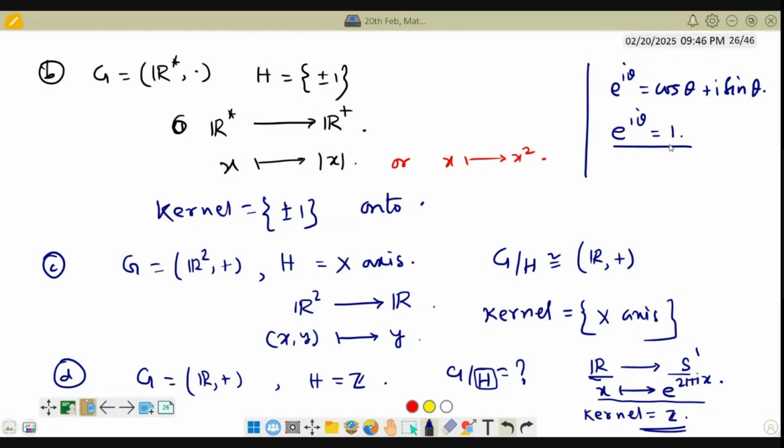At first you need to get some G star, and you need to define it in such a way that the kernel will be H. So you need to guess that G star, because here G star is H1. That's why the exponential map will work, and for this the kernel is Z.